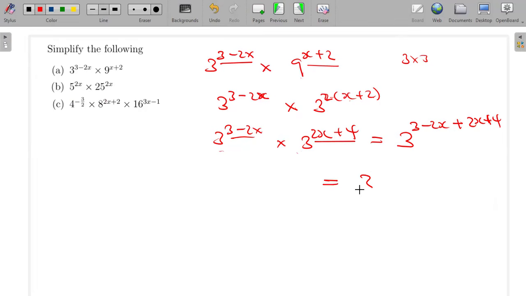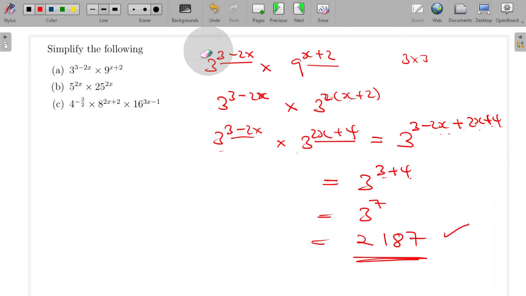So this is going to be 3 to the power. Okay, so negative 2x plus 2x, this will give you 0. And then you have 3 here plus the 4 there. 3 plus the 4 remain. So this is going to be 3 to the power 3 plus 4, which is just 7. And what is 3 to the power 7? You punch this on the calculator, you get 2,187. So this here is going to be our answer. Okay, so that's for the first one.